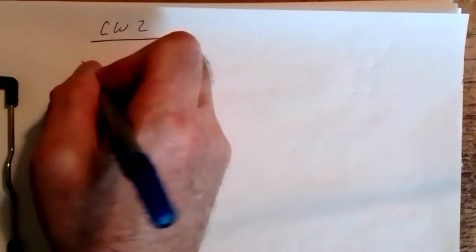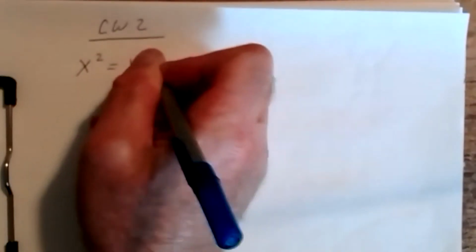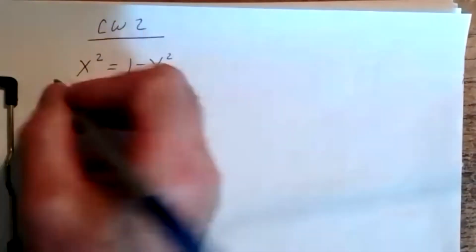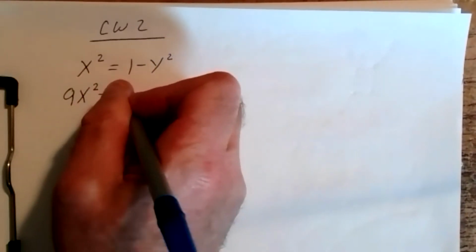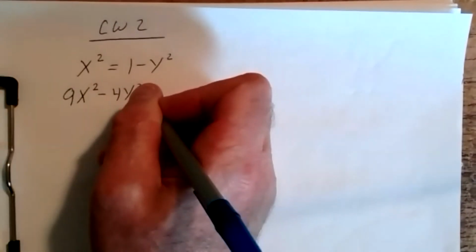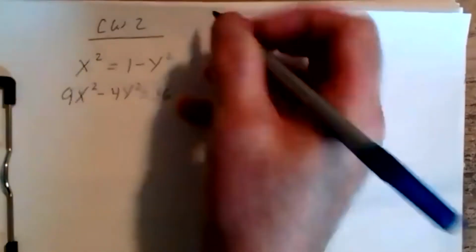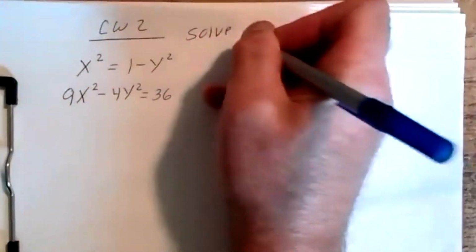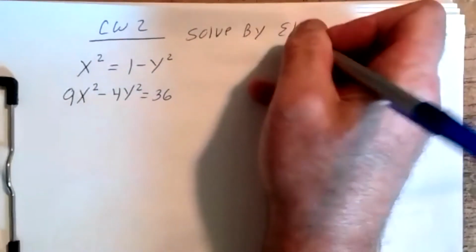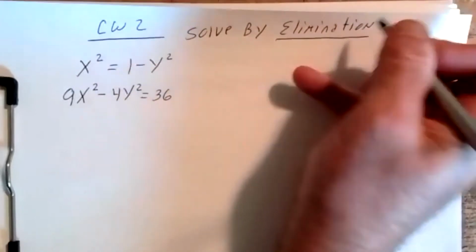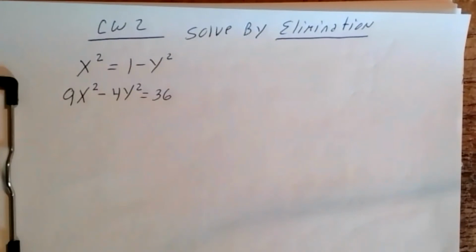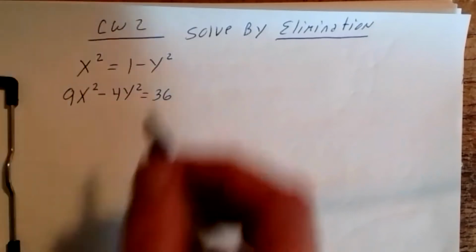Now, the first equation comes at us in the form of x squared equals 1 minus y squared. The second equation is 9x squared minus 4y squared equals 36. If I want you to solve by elimination, what is the first thing we need to do, ladies and gentlemen? What's the first thing we need to do before we apply the elimination or the addition method? Move the negative y squared to the left side of the equation.